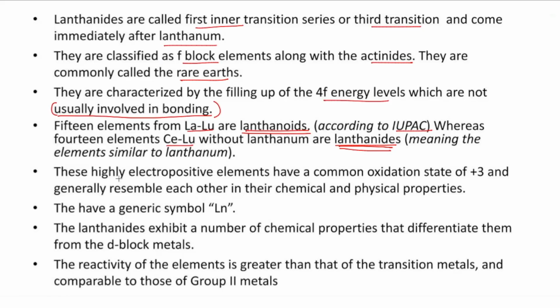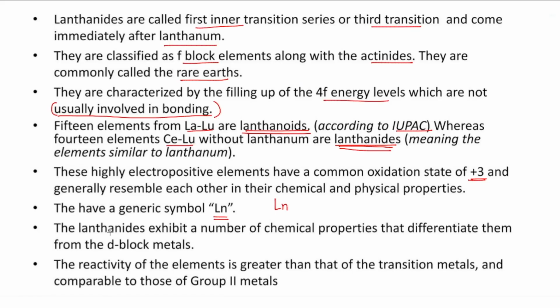Now these are highly electropositive elements and they have a common oxidation state of +3, and they generally resemble each other in their chemical and physical properties. The chemical and physical properties of all these lanthanides and actinides are quite similar to each other. The generic symbol given to them is Ln. Whenever Ln is written, it is just a general symbol given for all the lanthanides.